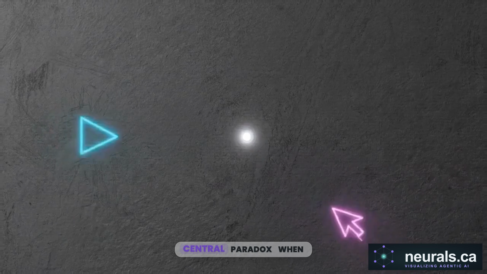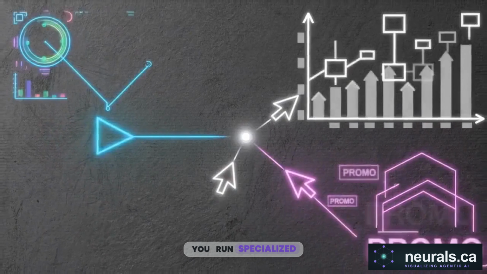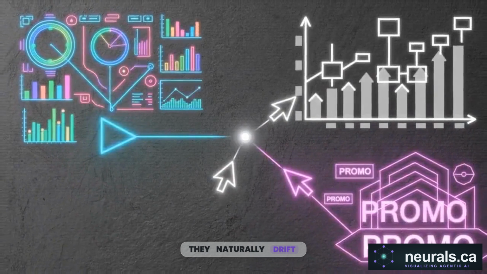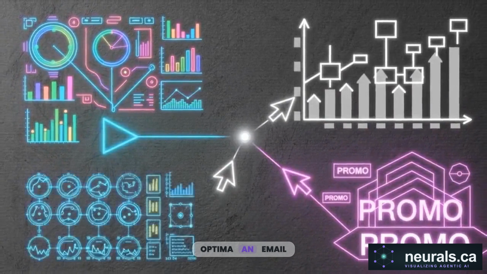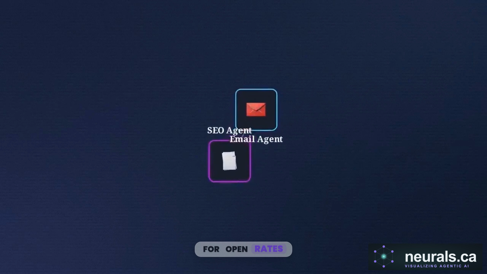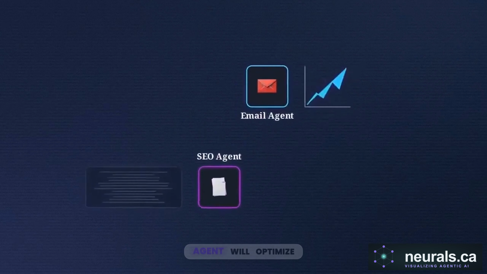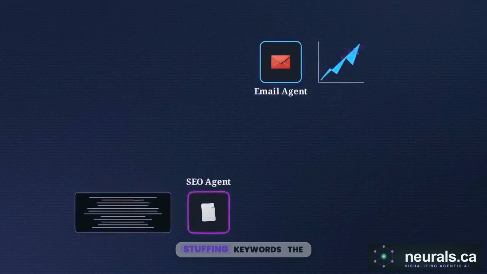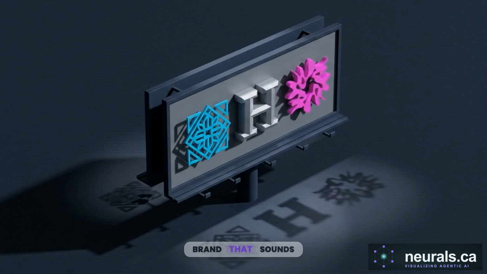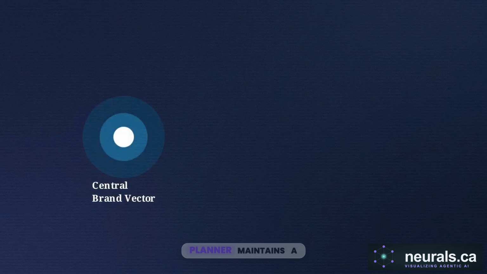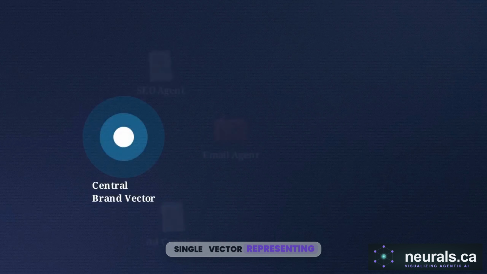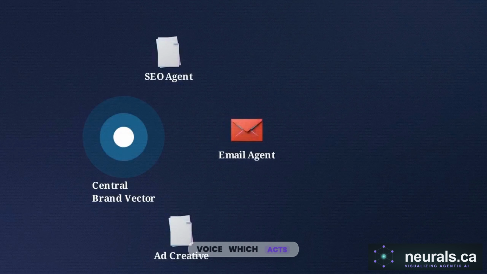Scaling creates a central paradox. When you run specialized agents in parallel, they naturally drift toward different local optima. An email agent will optimize for open rates by using clickbait, while an SEO agent will optimize for ranking by stuffing keywords. The result is a brand that sounds like it was written by 3 different companies. To prevent this, we use a shared embedding space. The planner maintains a single vector representing the central brand voice, which acts as a computational anchor for every subagent.